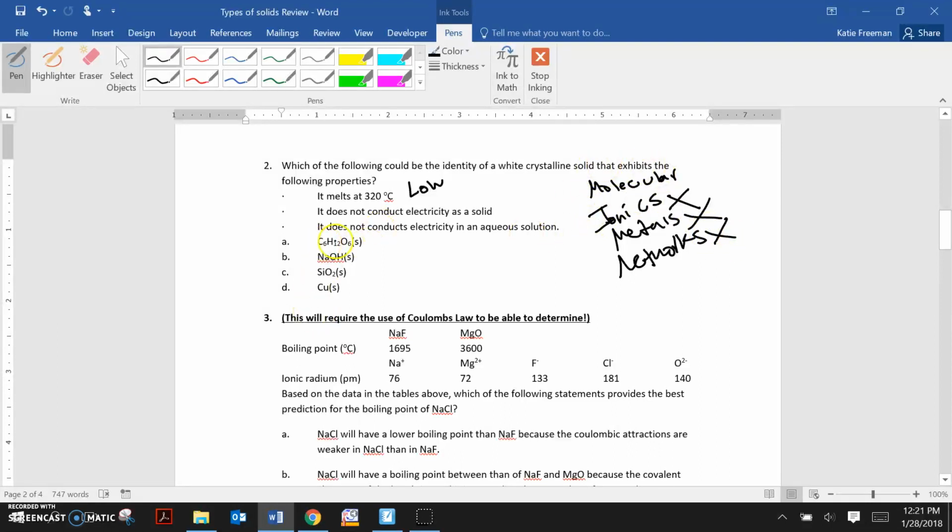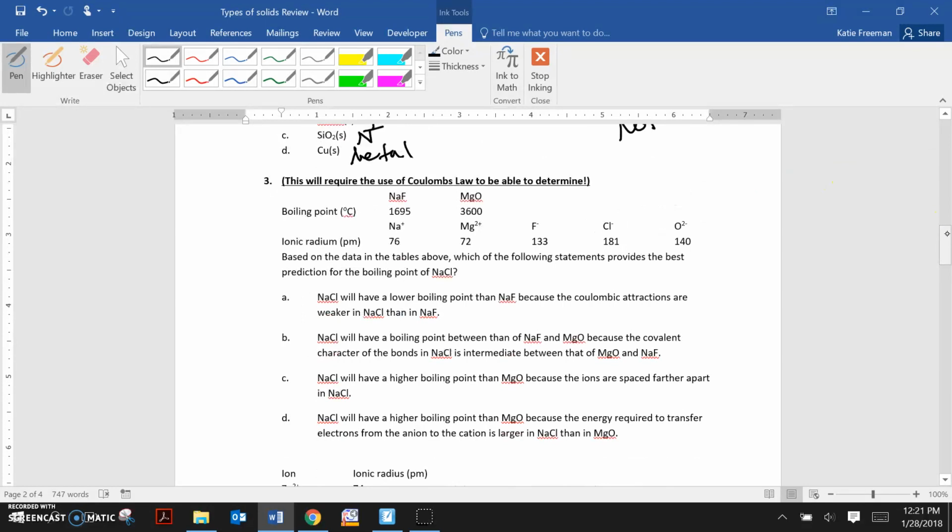We go through. C6H12O6 is a sugar, so that's going to be molecular. I'm going to put an M next to it. Actually, I'm going to put MOLE, not to be confused with mole, but for molecular. We have sodium hydroxide, which is ionic, so I'm going to put an I. Silicon dioxide, which is a network, so N. And copper, which is a metal. Okay, so our best answer is A.